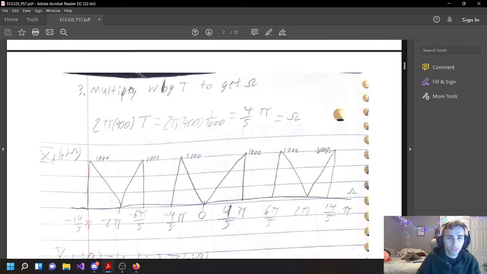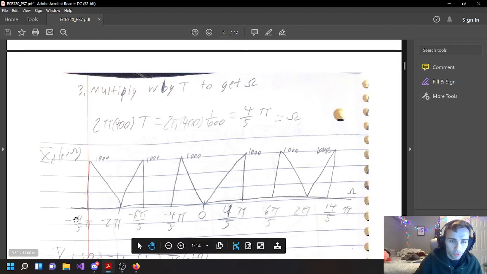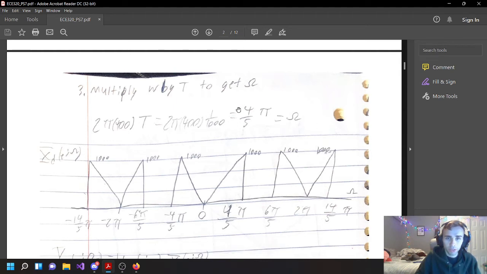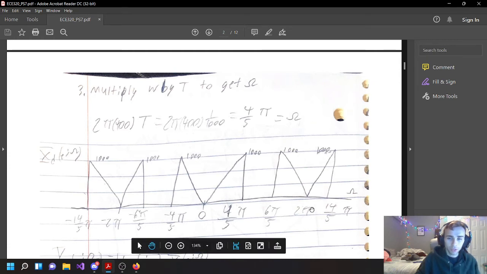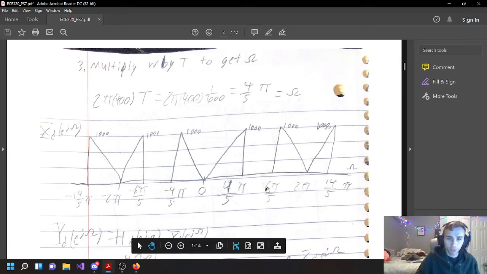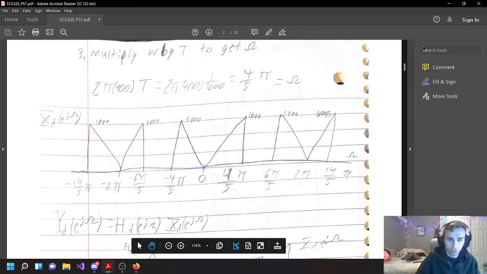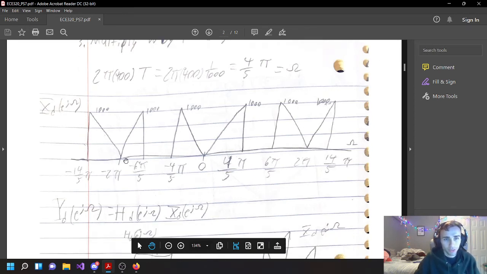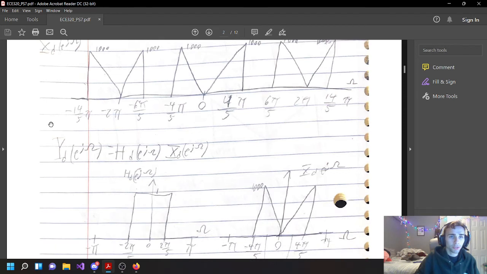Then you can multiply by T to get omega. I just showed one example, but you're multiplying the whole axis. So it's 2 pi 400 times 1/1000, which equals 4 pi over 5. You do that for everything here, and these are the answers you get after you multiply everything. So that's for your discrete signal.